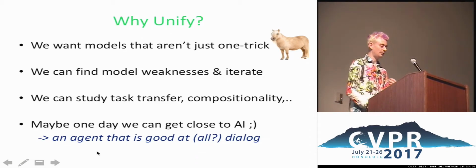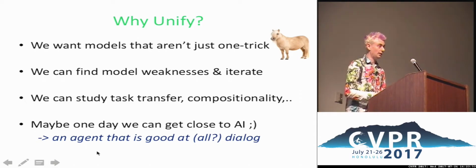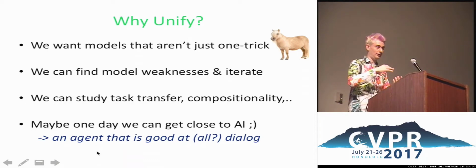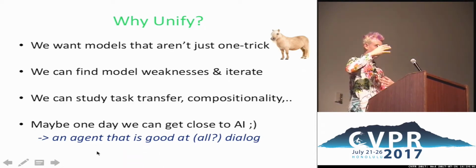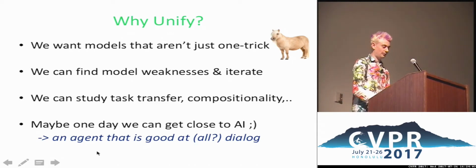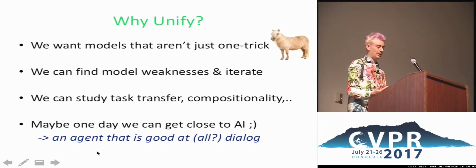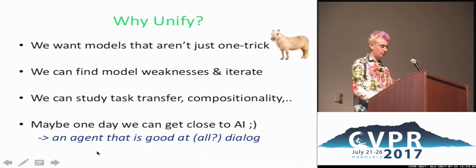We can also study things like task transfer and compositionality, where if some of these tasks are simpler than others, then maybe we can multitask and build up more complex reasoning. And maybe one day we'll get close to AI, and then an agent should be good at all this dialogue. So I would assume having all this data handy in one place would make sense.